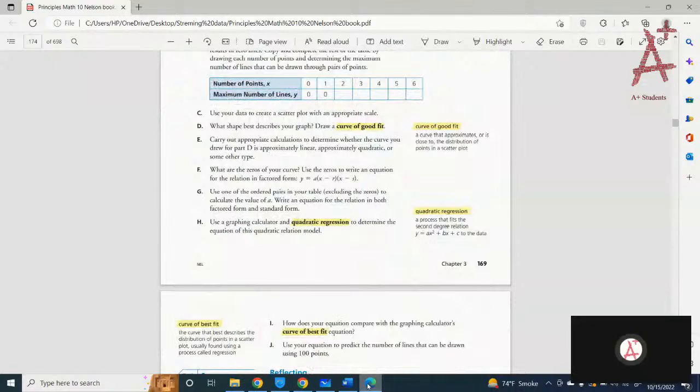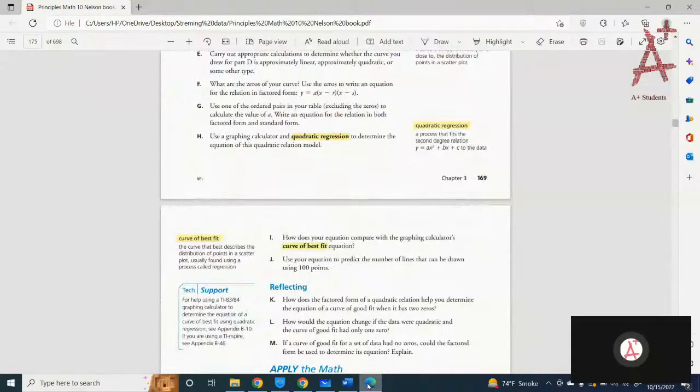A curve that approximates or is close to the distribution of points in a scatter plot is the curve of good fit. Got it? Then we had quadratic regression, a process that fits the second degree relation y equals ax squared plus bx plus c to the data. Curve of best fit: the curve that best describes the distribution of points in a scatter plot, usually found using a process called regression. Got it? The curve that describes the distribution of points is known as the curve of best fit.